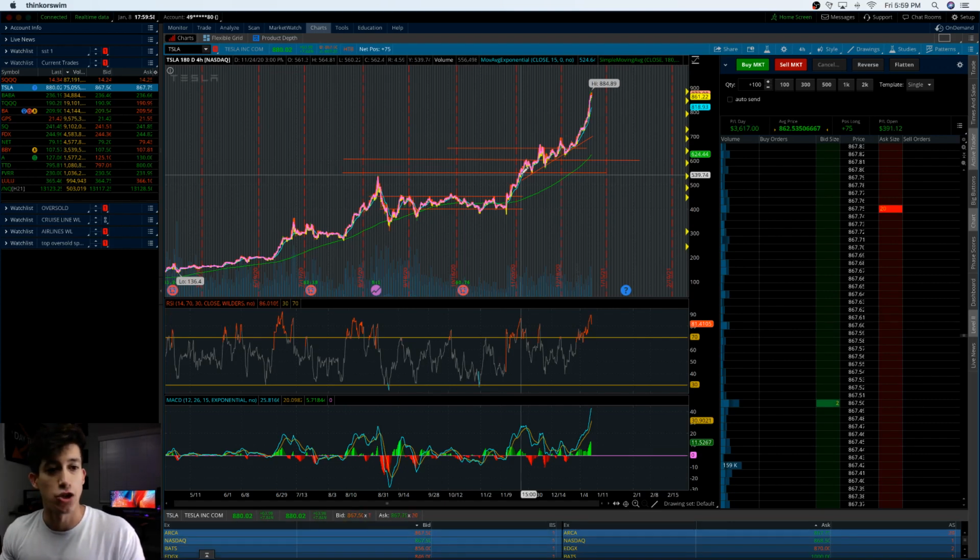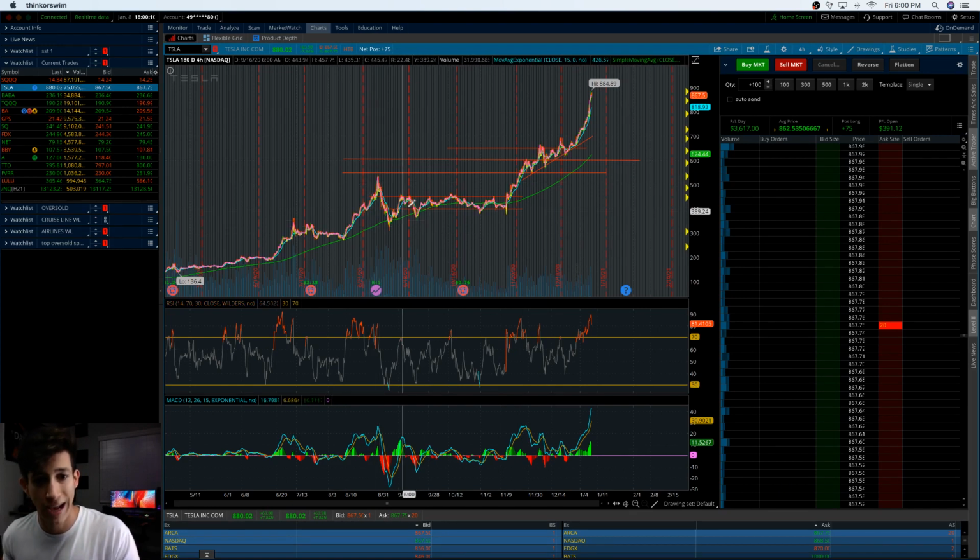Now that we're reaching these overbought levels close to $900, a lot of people are beginning to ask the question, when is Tesla going to pull back? It's not that Tesla is going to crash, but there have been a lot of healthy pullbacks, which happen to every stock. And it's bound to happen to Tesla.